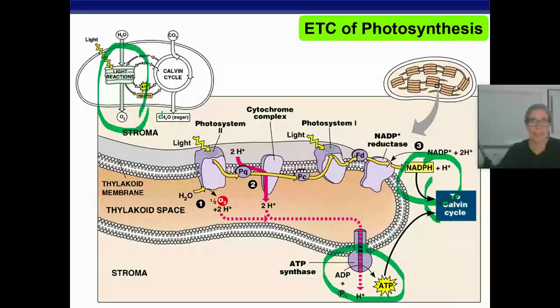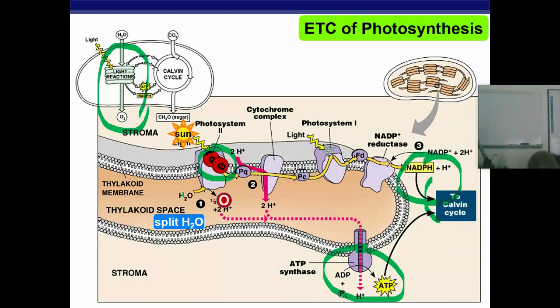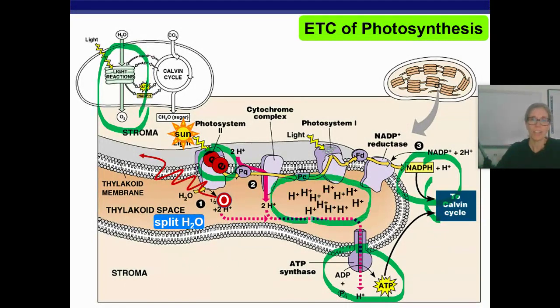Should we go through the whole thing? Why not? Here's some light energy. The light energy is used to split water to get electrons and to bump those electrons up to a higher energy level. Well, first it bumps the electrons up to a higher energy level. And then the water splits, which produces oxygen. There's the oxygen. This sets up a proton gradient, which is then used in chemiosmosis to make ATP. Photophosphorylation.